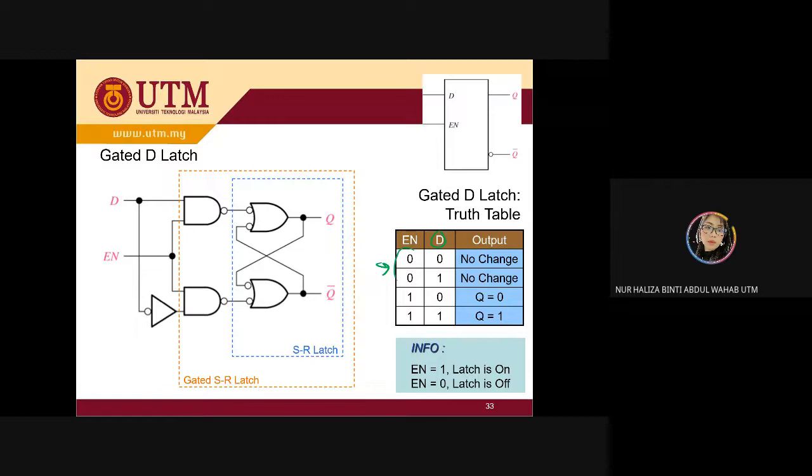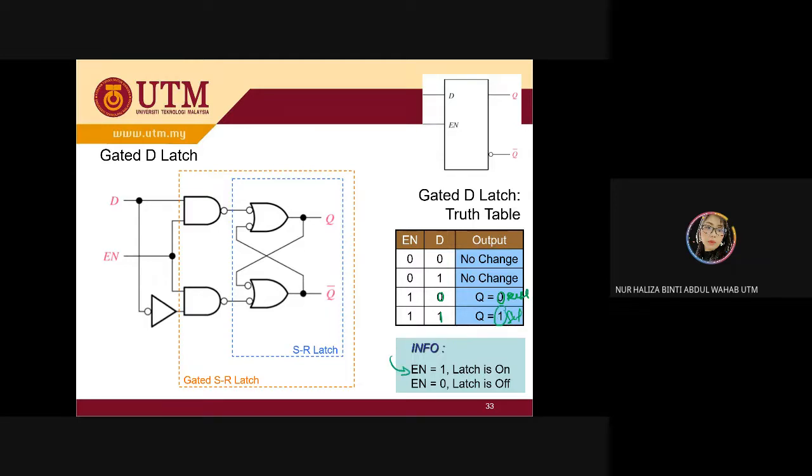Depending on your EN, if you still remember, if it is 0, nothing happens. So your D, either it is 0 or 1 only. So that's why you got only these two conditions. If your D is 0, your output will be 0, which is reset. And for your D is 1, it's going to be set and also 1.